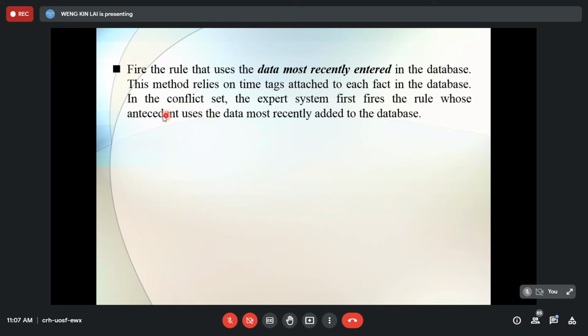So what happens then? In the conflict set, the expert system will fire the rule whose antecedent, the if part, uses the data most recently added to the database. So you have to base it on the most recent information. Because most recent means that you have to find the time tag, the time when this piece of data became active in your database.